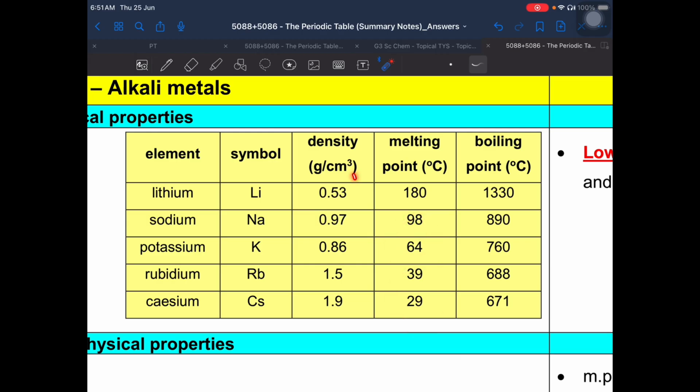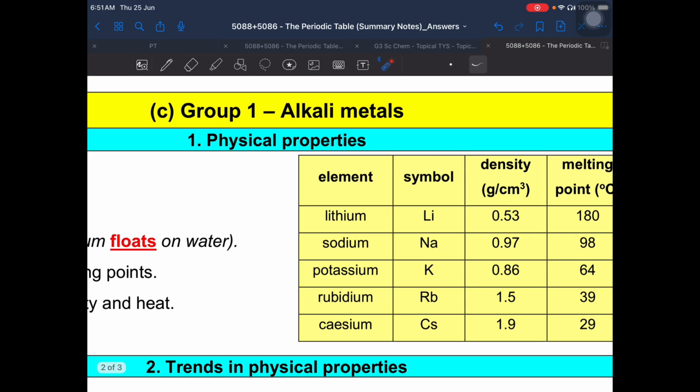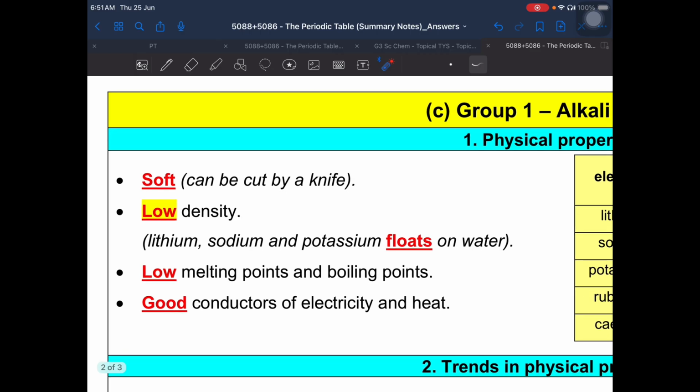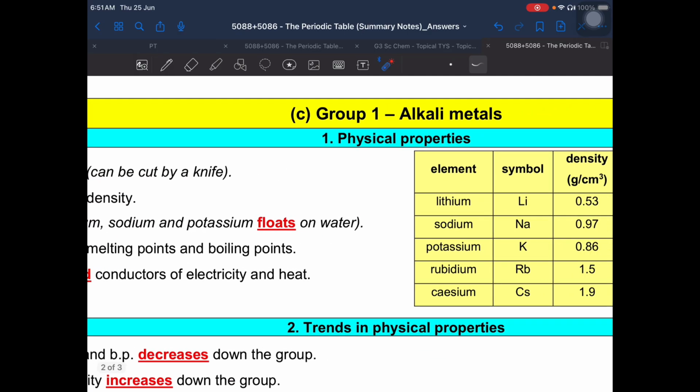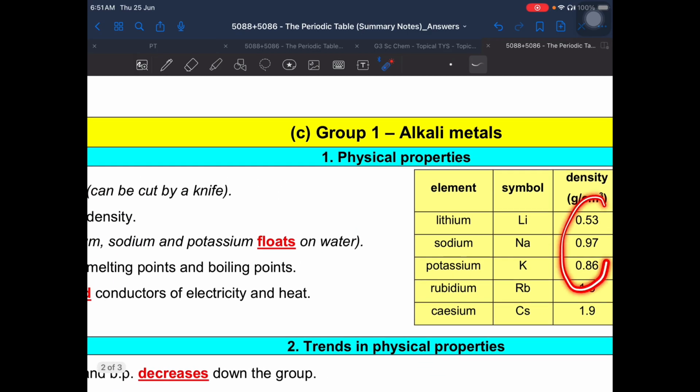What other thing is obvious is that look at the density. Metals are generally very dense, right? But look at all these elements. The density is so low, right? This is also something that is a bit unique to group 1 elements only. So property wise, they are soft, can be cut by a knife, they have low density, and they have low melting point and boiling point. By the end of the day, they are still metallic elements, so they will still be good conductors of electricity and heat. Most of these three can float on water because they have low density. Water has a density of 1 gram per cm cube, so as long as they are lower, they can float on top of water.